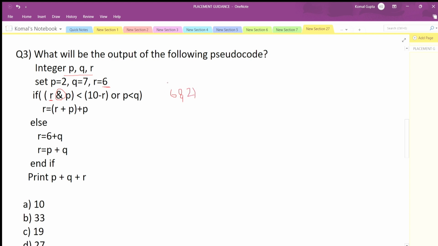So this is a first, like, change all the variables to its value. So 10 minus r. So the value of r is 6.